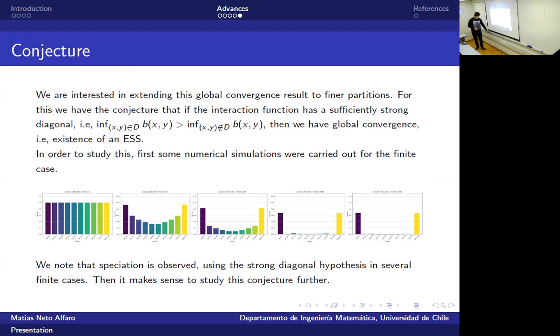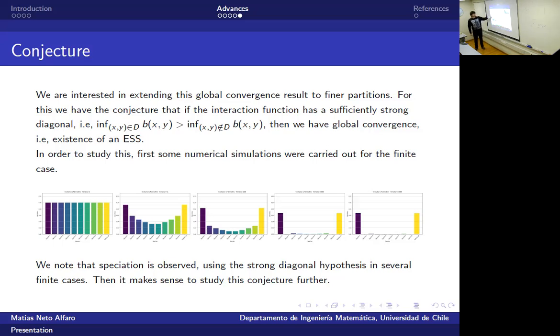But if we say that the trait between 0 and 0.5 is selected, and the trait between 0.5 and 1 is not selected, we want to know where in between 0 and 0.5 the trait was selected. But if the partition is not thin enough, we cannot know that. So we would like to prove this conjecture.